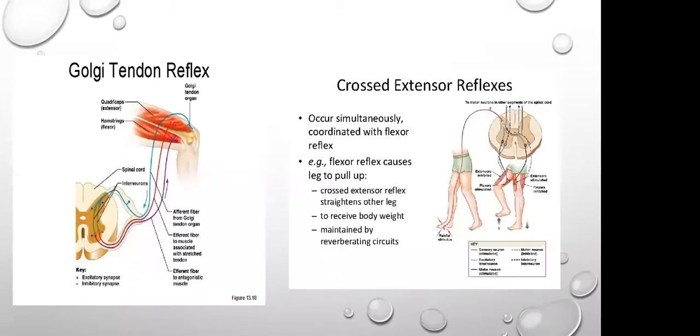So here we have the crossed extensor reflex. It occurs simultaneously, coordinated with the flexor reflex. For example, the flexor reflex causes the leg to pull up, and the crossed extensor reflex straightens the other leg to receive body weight, maintained by reverberating circuits.